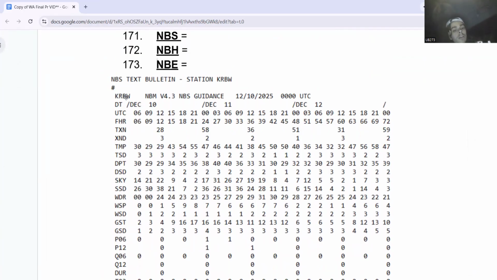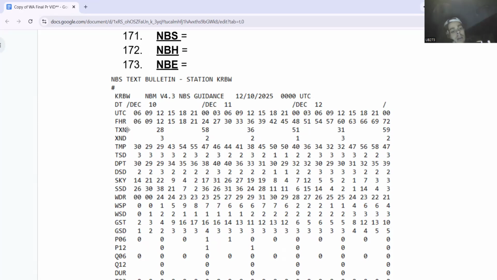KRBW means the station. We can see above that NBS, and then it's part of NBM. The date we can see December 10th, reported at 0 UTC. That's when this was run. The dates are the different dates in the future that it will help us see. The first time that we see is 6 hours ahead of when the model was run. So we see 6 UTC, then 9, 12, 15, because it's at 3 hour intervals. Forecast hours, how many hours total since the model was run, and it goes up to 72 for NBS.